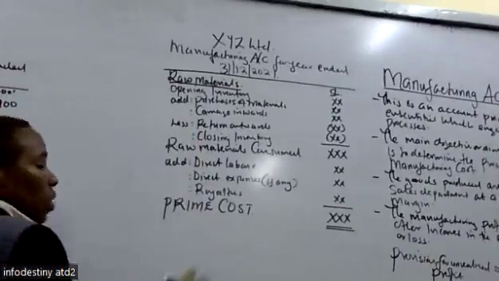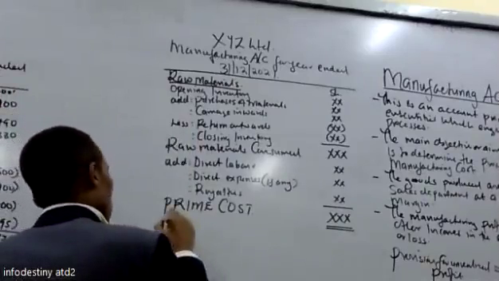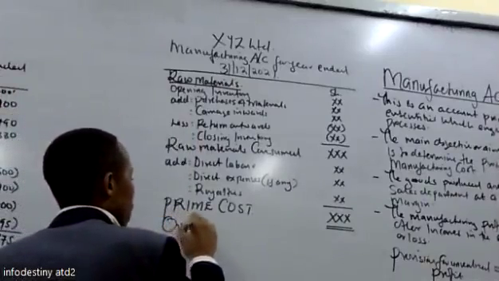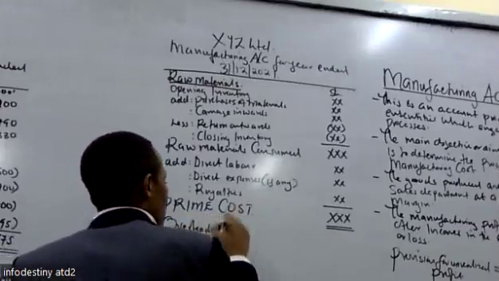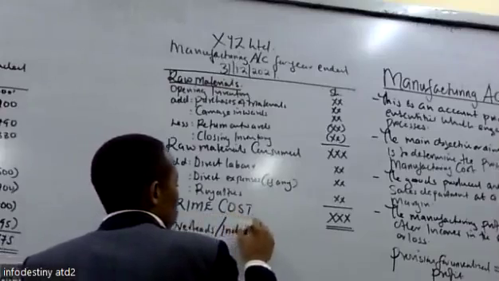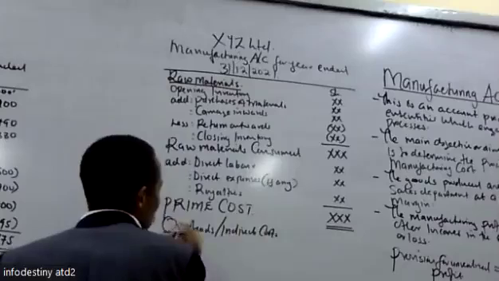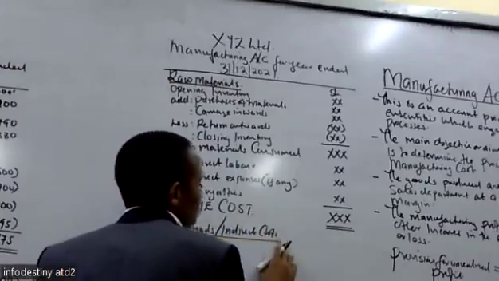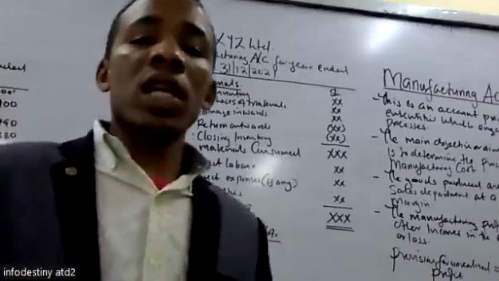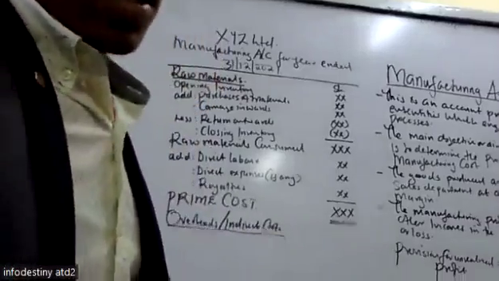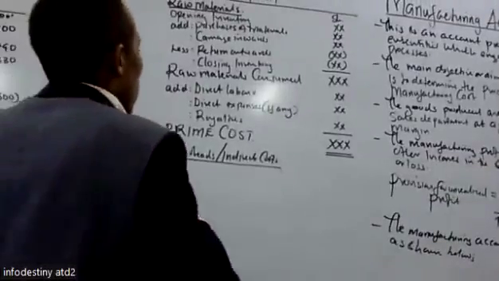Those are the direct costs. Then we have the other section of what we call the overheads or indirect costs. Overheads, they are indirect costs. These are costs which are incurred in production, but they cannot be traced to the final product.